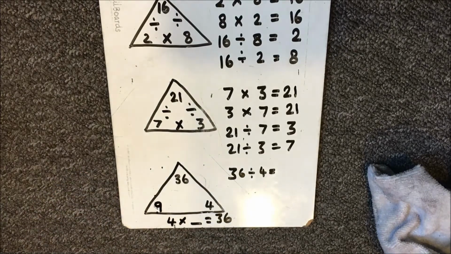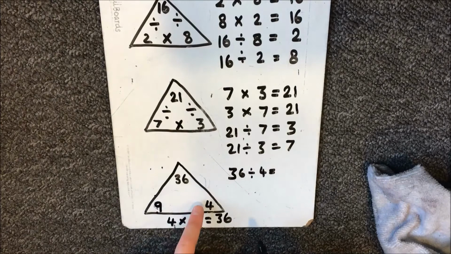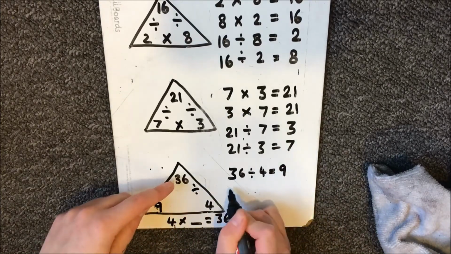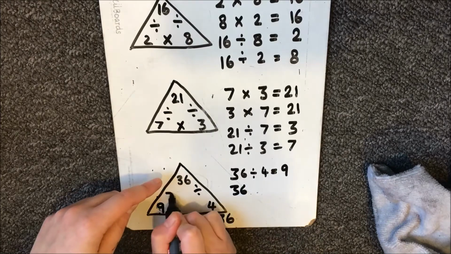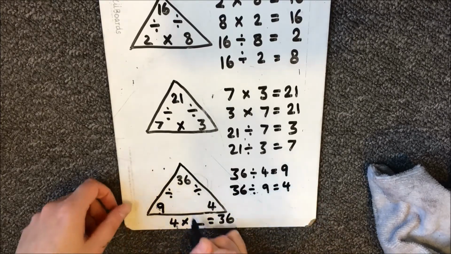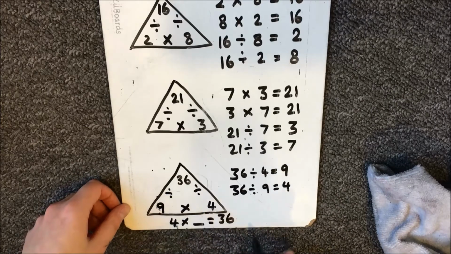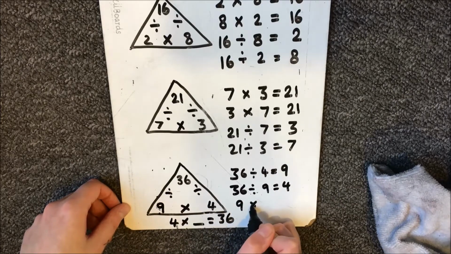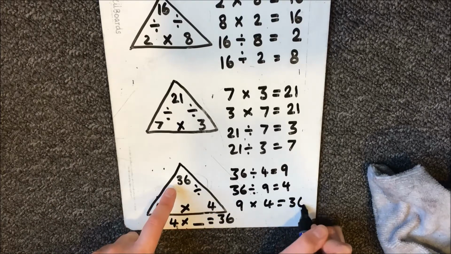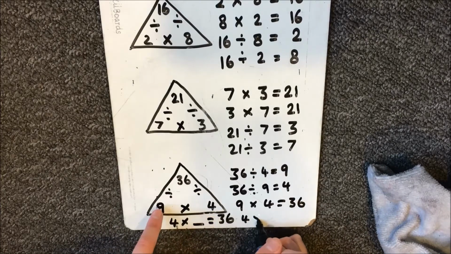Okay, now I've got it. So I know 36 divided by 4 is the same as 9. Let's go the other way. 36 divided by 9 is the same as 4. And now I've got my bottom 2, I can do my times. 9 times 4. The number must be getting bigger because I'm multiplying. Same as 36. Now go the other way.